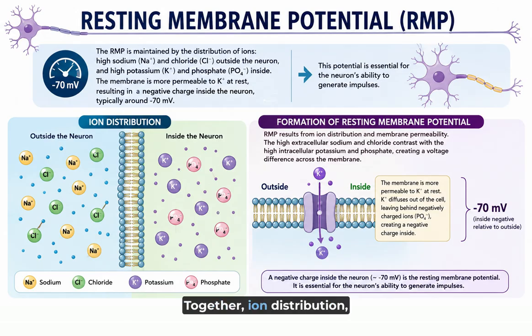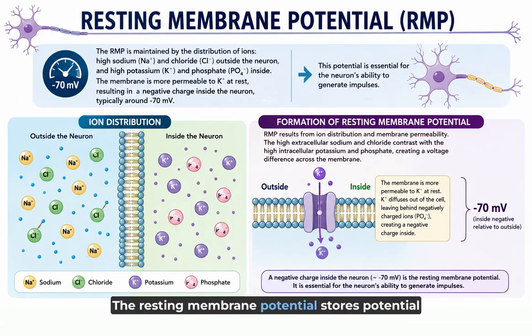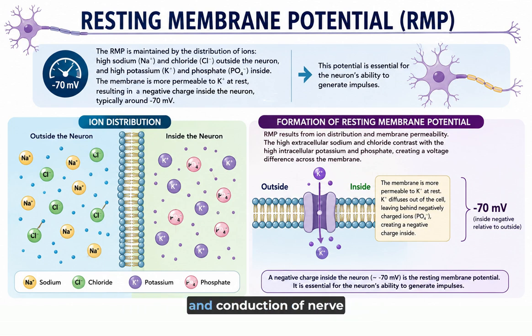Together, ion distribution, selective membrane permeability, potassium leakage, and the sodium-potassium pump establish and maintain the resting membrane potential of approximately negative 70 millivolts. The resting membrane potential stores potential electrical energy across the membrane. It prepares the neuron to respond to a stimulus and is essential for the generation and conduction of nerve impulses.